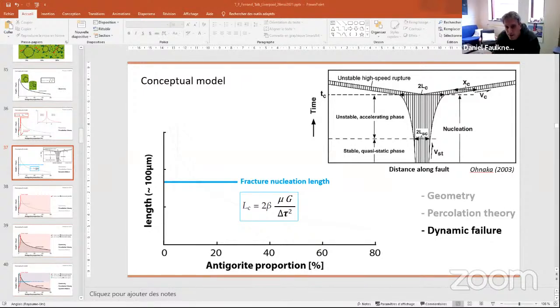So presumably the nucleation length is a really small value, so it requires a large stress drop. Is that right? It's not about the stress drop.